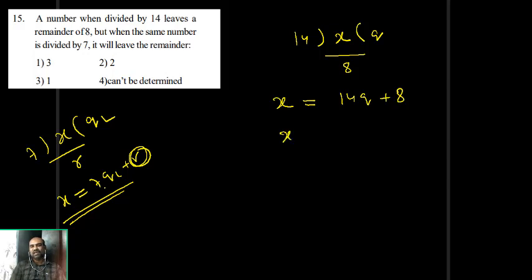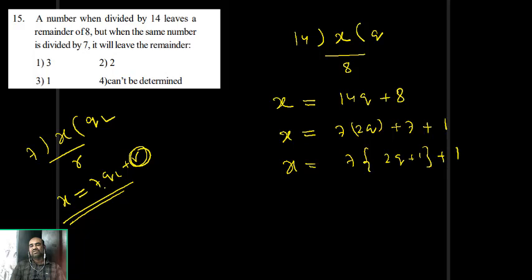That's why I can write this as 7 into 2Q, plus 7, plus 1. I can take 7 common from this: 7 into (2Q plus 1) plus 1. So this is in the form of 7 into some bigger q plus 1. The meaning of that is, x divided by 7 leaves 1 as a remainder. Therefore the requirement is 1.